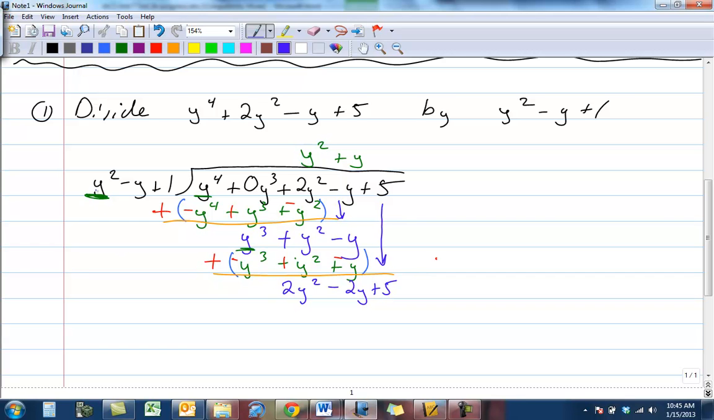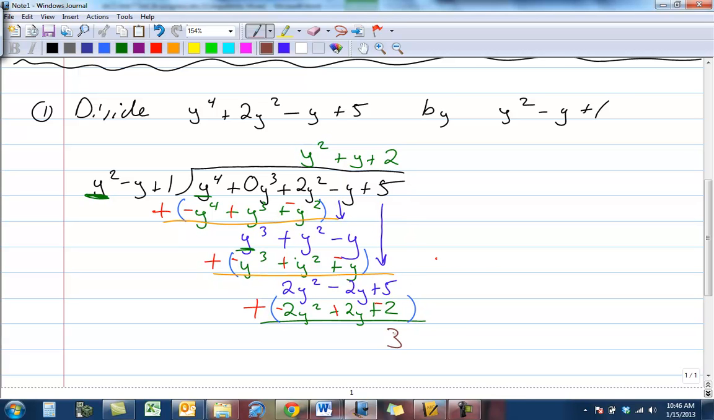All right, so again, first term look like the first term. What do I got to do to y squared to make it look like 2y squared? We're going to multiply by 2 plus 2. So this is 2y squared minus 2y plus 2. But we're going to subtract these. And again, I don't like subtraction, so add the opposite, opposite, opposite. 2y squared cancels. Negative 2y plus 2y, those cancel as well. 5 plus negative 2 is 3. And that is our remainder because we're out of terms to drop down.